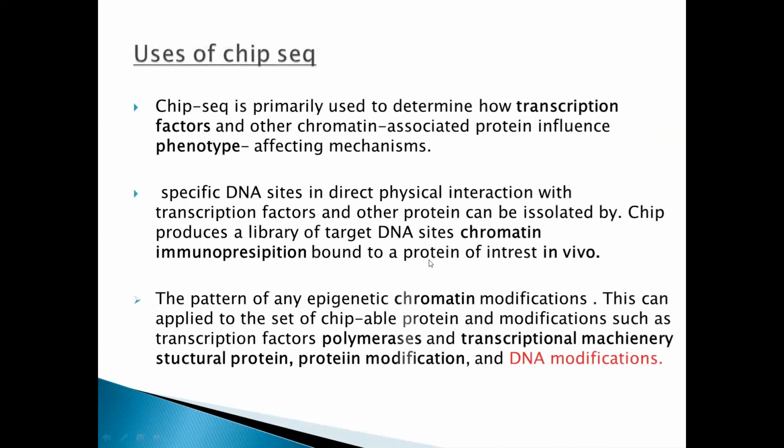There are some uses of ChIP-seq. ChIP-seq is primarily used to determine how transcription factors and other chromatin-associated proteins influence phenotype-affecting mechanisms. Specific DNA sites in direct physical interaction with transcription factors and other proteins can be isolated by chromatin immunoprecipitation to produce a library of target DNA sites bound to a protein of interest in vivo.